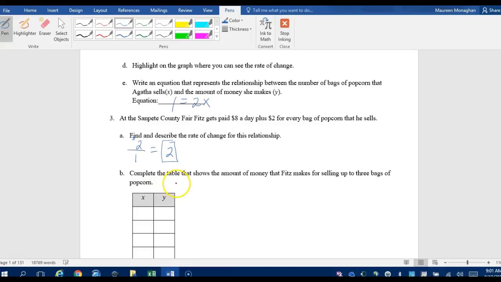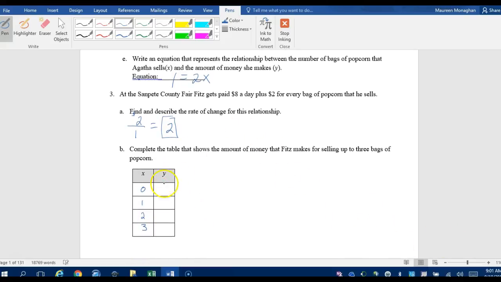Okay? Complete the table. Alright, let's do the same. Let's use those same numbers. 1, 2, 3. Okay, what happens if he sells 0 popcorn? How much? Well, wait a minute. We've got some new information here. He gets $8 a day. So right off the bat, if he doesn't sell anything, he gets $8. That's a good gig.